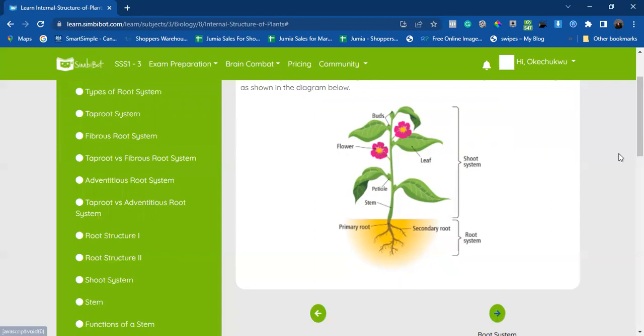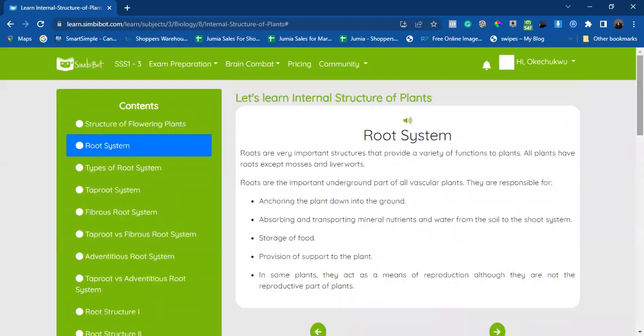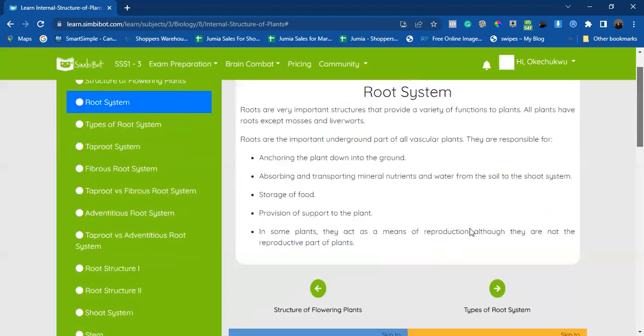Let's look at the root system. The root is those underground structures that enable the plant to stay firm. It gives support to the plant. I believe every one of us has an understanding of what a root is. They support the plant by providing anchorage. They help in the transport of materials. They help to store food, and they can also be helpful in reproduction.